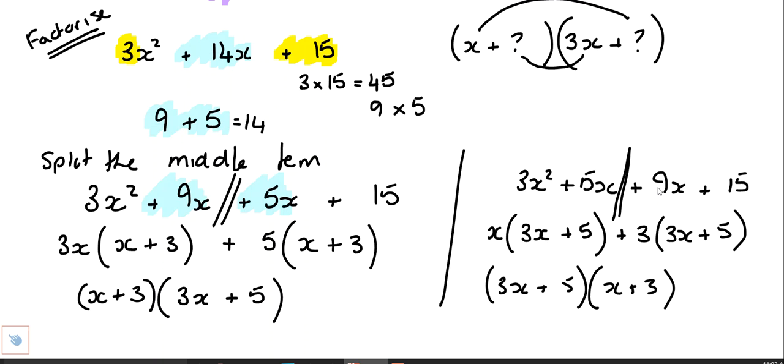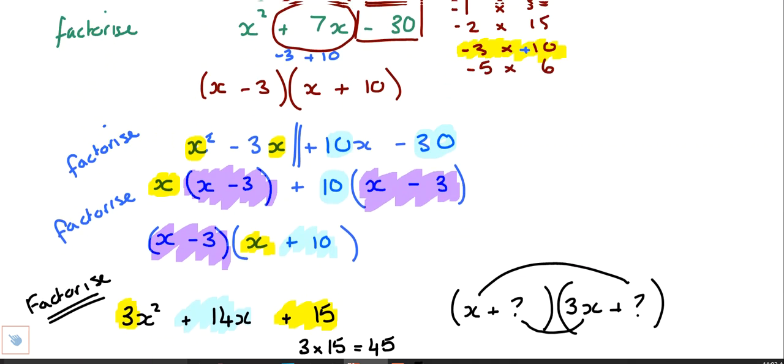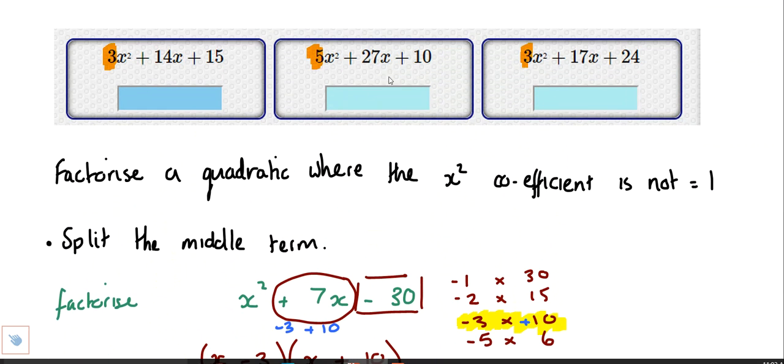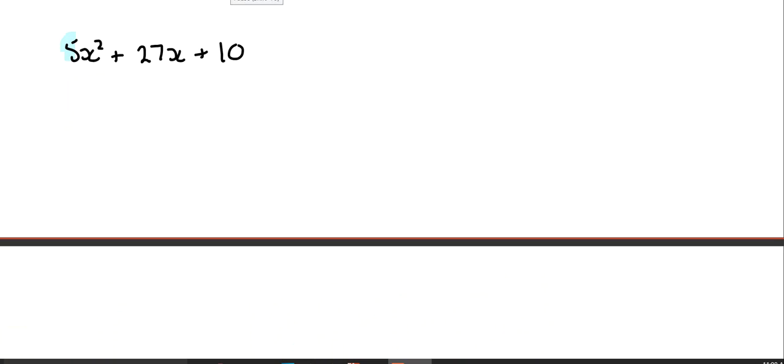So why don't you guys have a go at one of the other two. Maybe if you're going to work next to someone, do the other one. So one of you have a go at 5x squared plus 27x plus 10, and the other one have a go at 3x squared plus 17x plus 25. And we'll go through them once people are done.